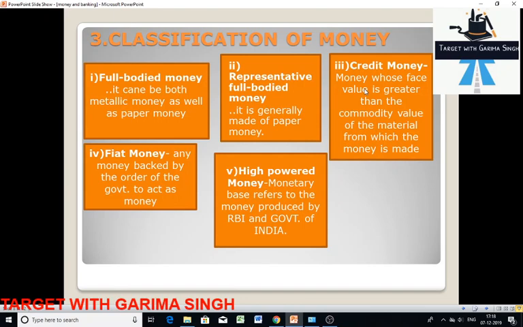Since it is made up of cheap metal or paper, its official purchasing power is higher than the value of its content. For this, the government limits the quantity of money by preventing the free and unlimited transformation of the commodity into money. Credit money comes in various forms like token coin, representative token coin, circulating promissory notes issued by the central bank, and deposits in banks like saving deposits, time deposits, and credit cards.